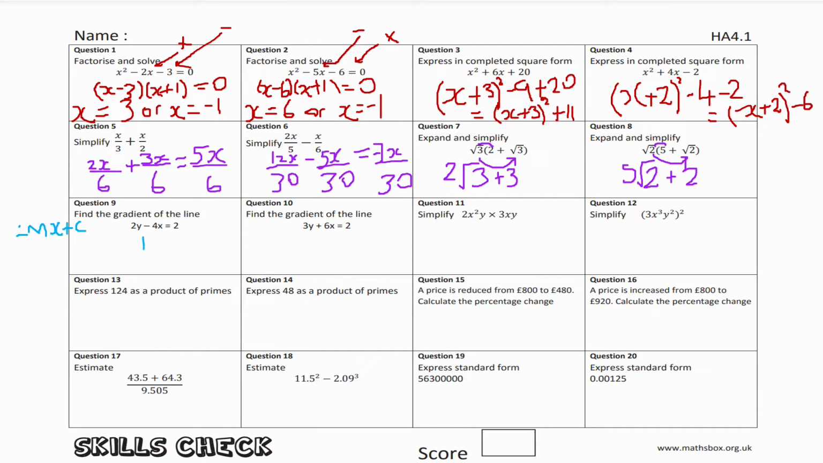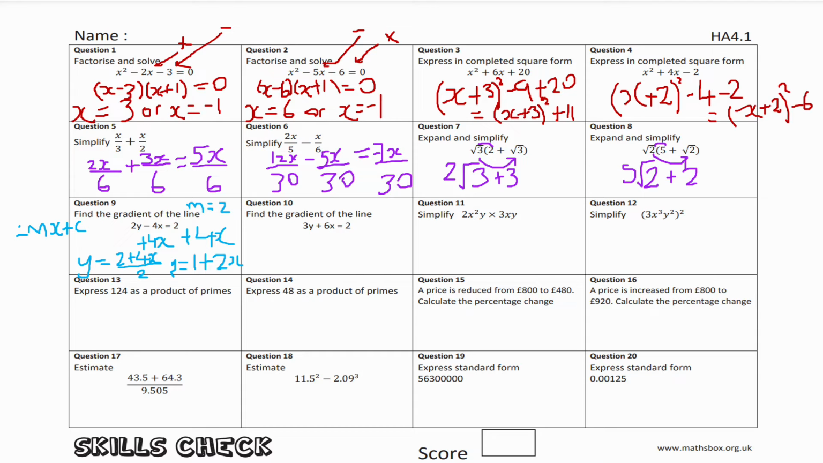So rearranging this, adding 4x to both sides and then dividing by 2, we get y is equal to 2 plus 4x, all divided by 2. 2 divided by 2 is just 1, and then 4x divided by 2 is just 2, so y is equal to 1 plus 2x. The number in front of the x is 2, so the gradient of my line, m, is equal to 2. So it's always the number in front of the x in my straight line equation, y equals mx plus c.